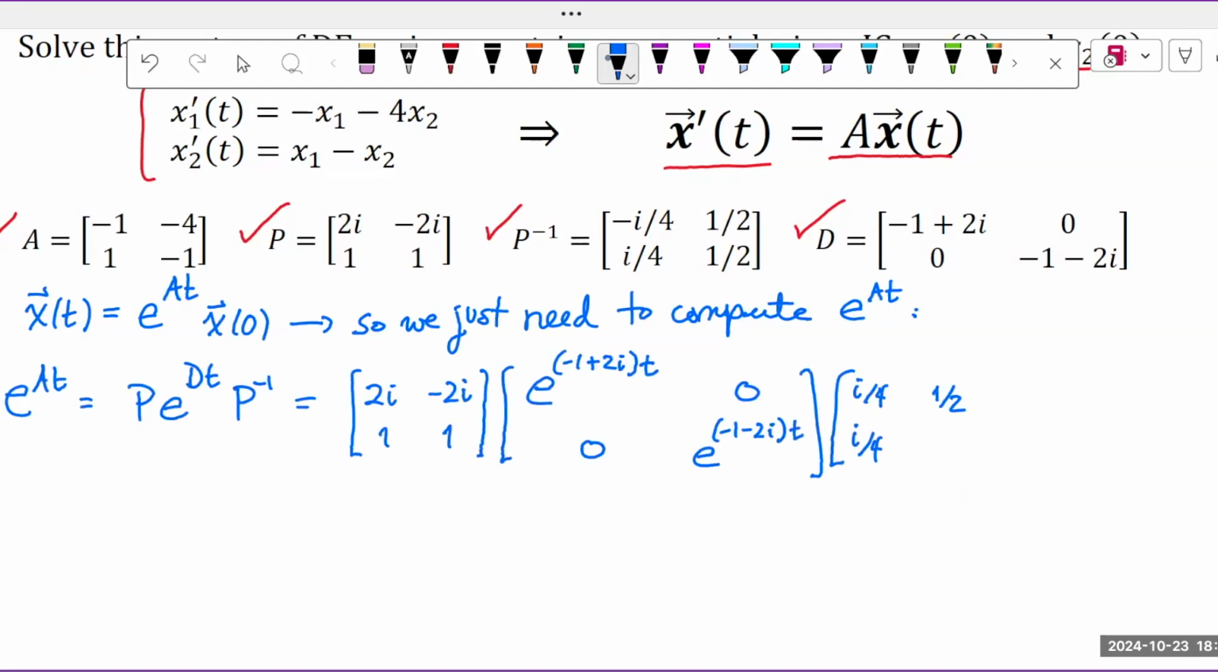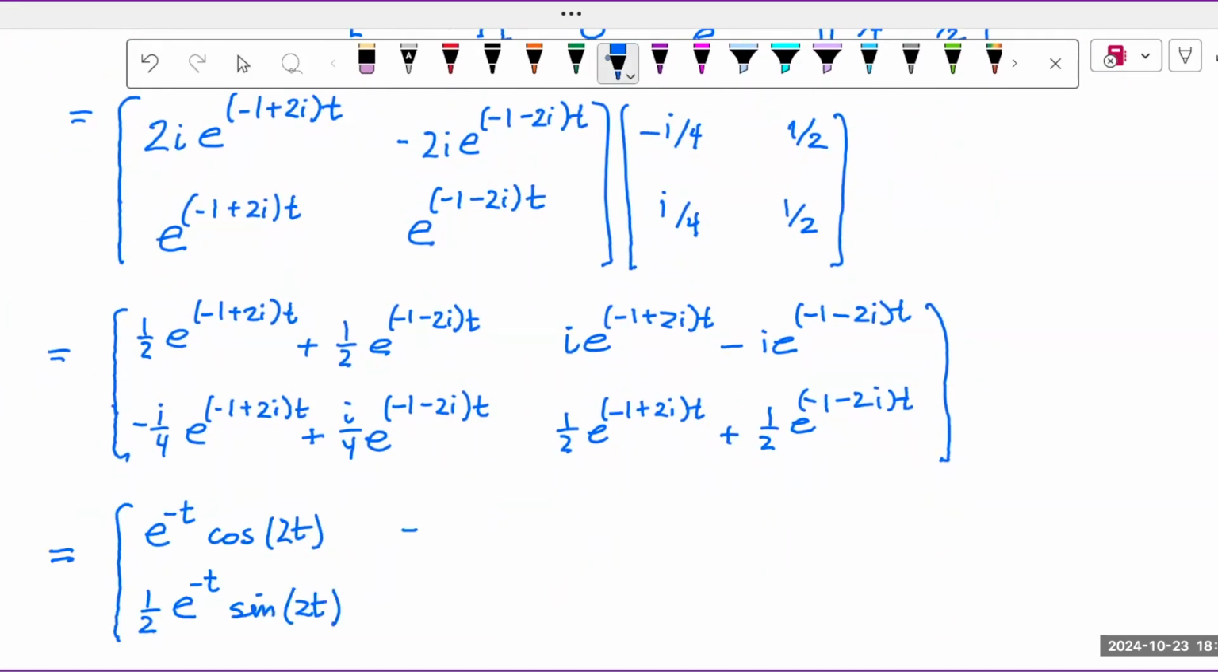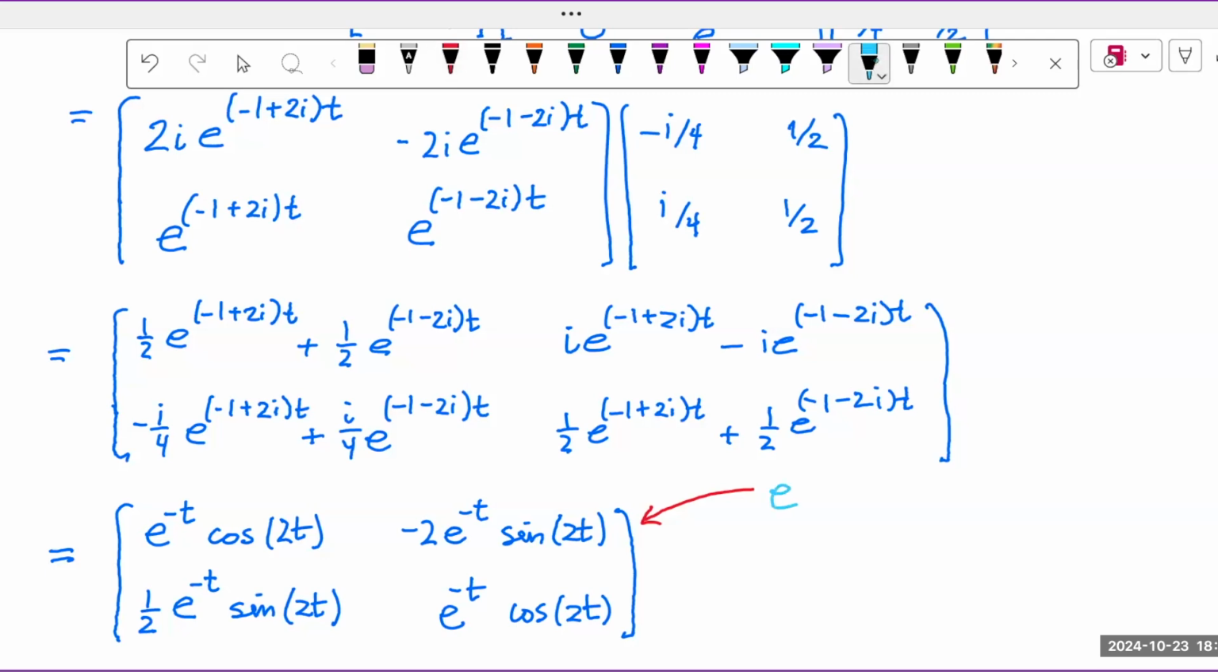Notice that we have been able to write our solution matrix e to the At in terms of exponentials and sines and cosines, so the entire matrix now has real entries. Where did that come from? Well, remember that we have this Euler's formula where e to the it is cosine t plus i sine t. And so taking the terms from our matrix, we can collapse these quite easily.